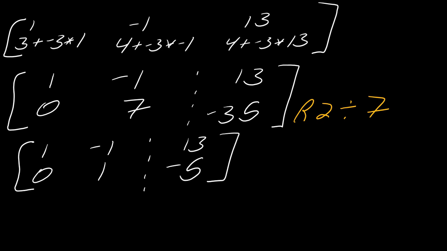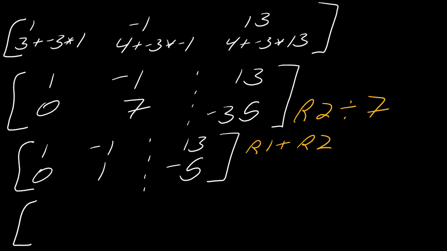And so now to finish this, I have my 1 here. So now what do I want? I want this to turn into a 0. And so what do I need to add to -1 to turn it into a 0? I just need to add a 1, which I have here. So I'm going to take row 1 and I'm going to add row 2 to it.